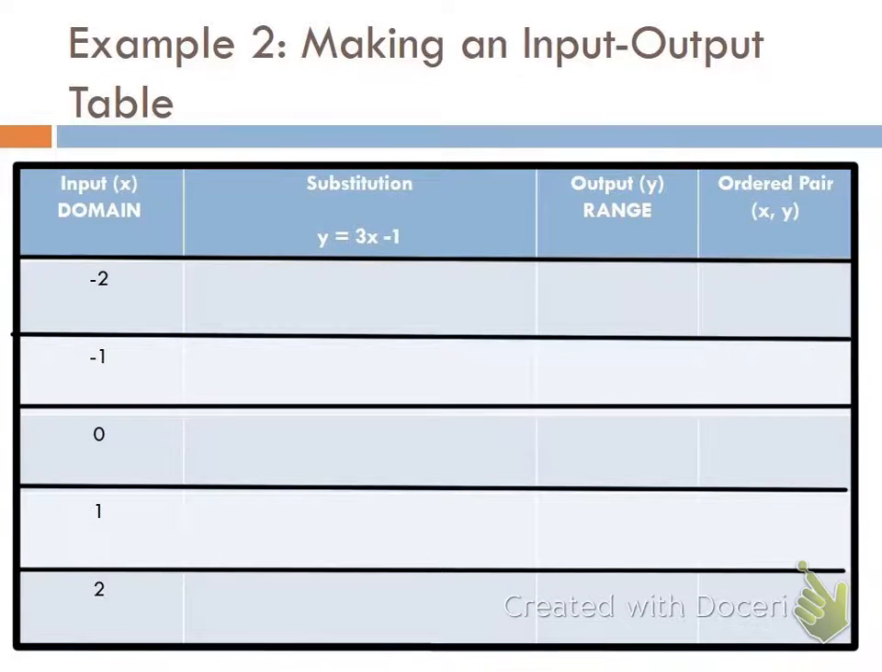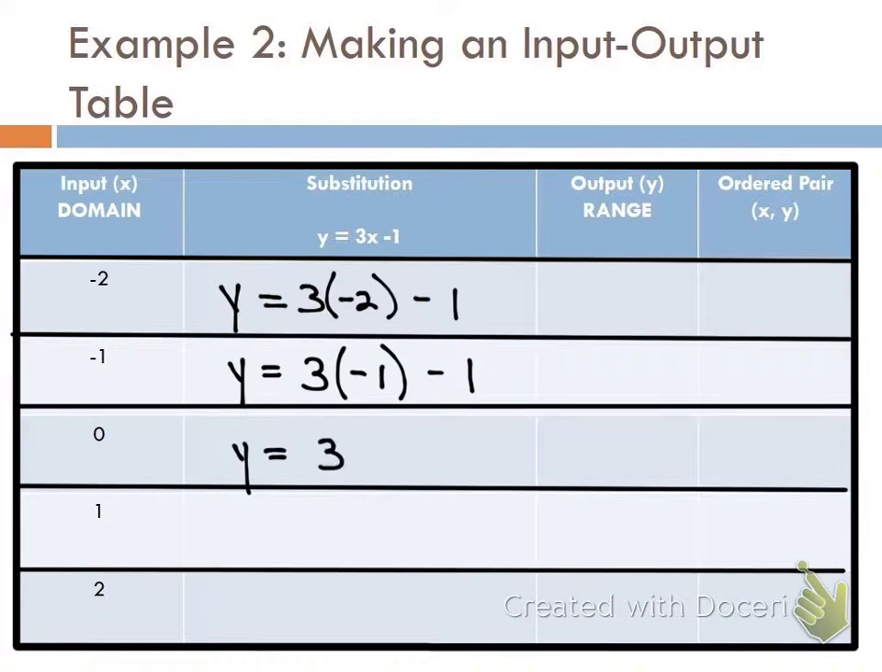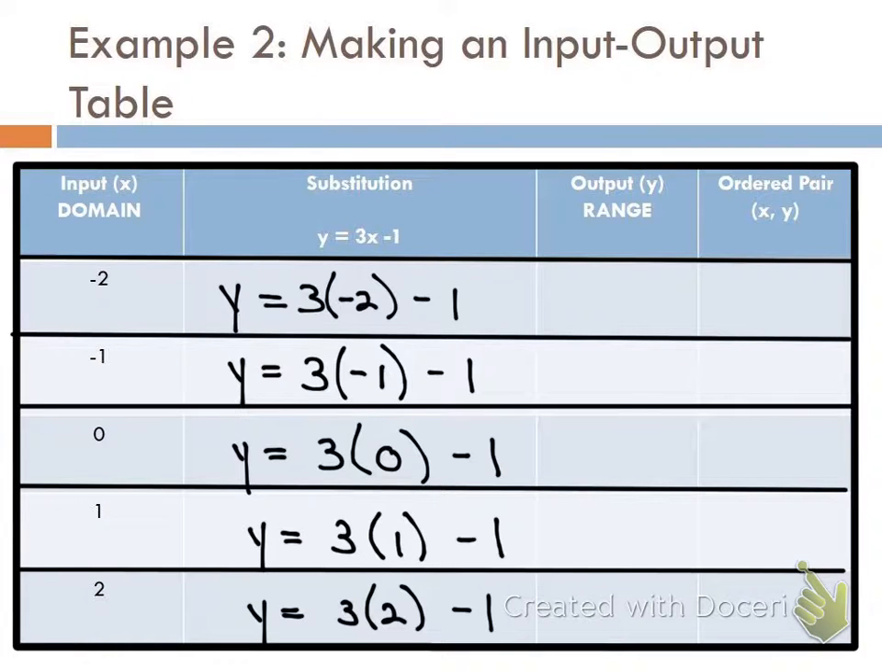Okay, so we made our substitutions. y equals 3 times -2 minus 1. Now be careful with that negative. I like to just go down and make all my substitutions, then go back and solve. What is 3 times -2? -6. What is -6 minus 1? -7. Did you get -7? Why not? Put it in your calculator. There's no reason not to get it.